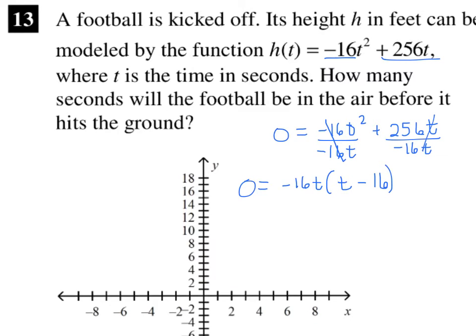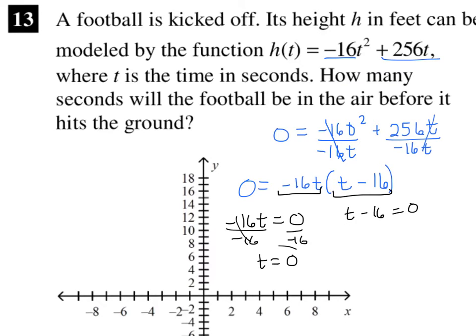Now we'll set each factor equal to 0. So negative 16t equals 0. And we'll set that factor equal to 0. When you solve, you get t equals 0. So when the time is 0, that's when the ball leaves the ground. And the other factor is positive 16.